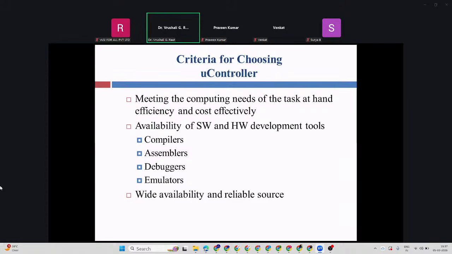Criteria for choosing the microcontroller. What we are learning here is the criteria for choosing the microcontroller. As I am again and again saying, it is very important that depending on the application, we have to choose the microcontroller. So obviously some criteria has to be there. So what is that criteria? Meeting the computing need of the task at hand, efficiently and cost effectively. How to meet the need? Efficiently and cost effectively. Both things are there.